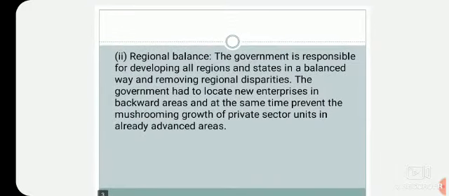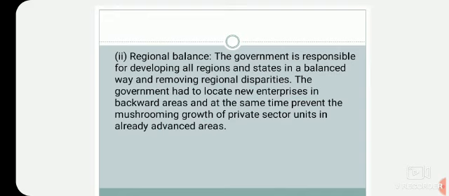The second role that we are observing here is regional balance. So this denotes that the resources must be evenly distributed throughout India. There should not be any uneven distribution of resources. The government is responsible for developing all regions and states in a balanced way and removing regional disparities.